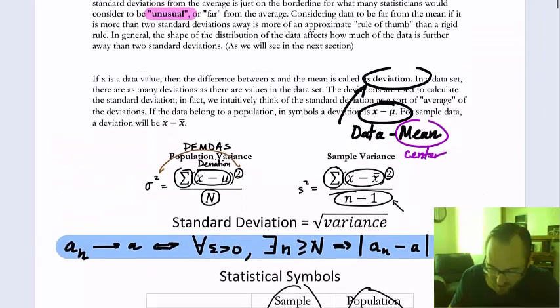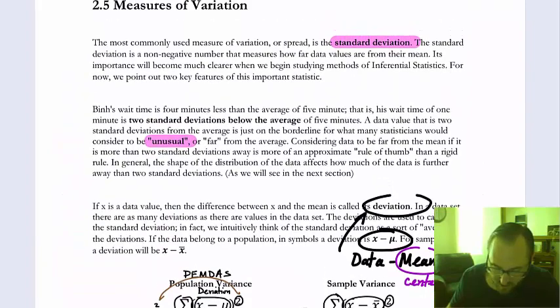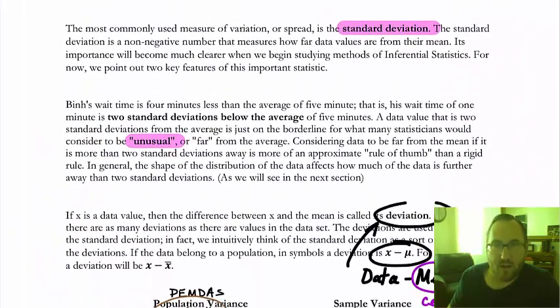So there's my little intro of what's coming here in section 2.5, talking further about measures of center. It's okay to find the center number, but then you've got to take it a step further and find the variance and standard deviation.